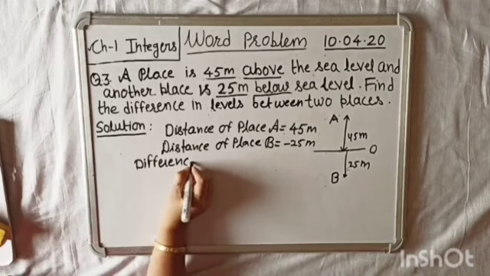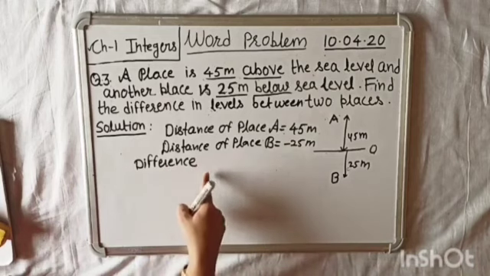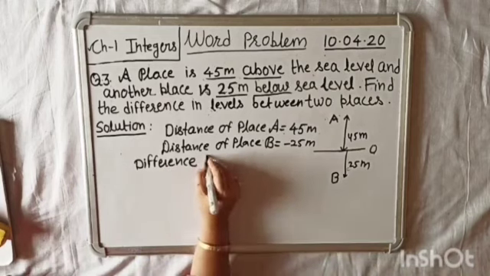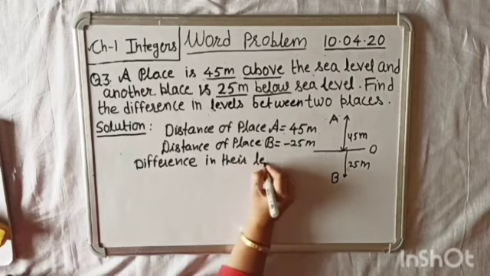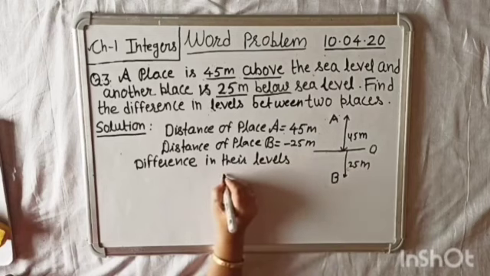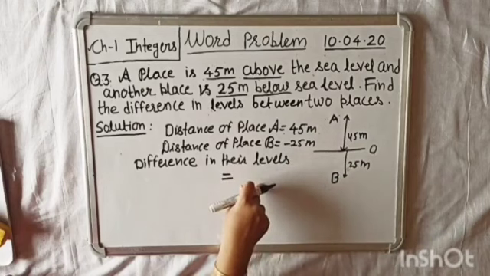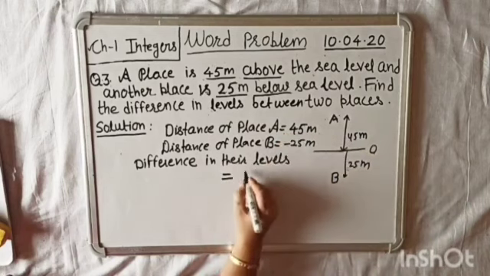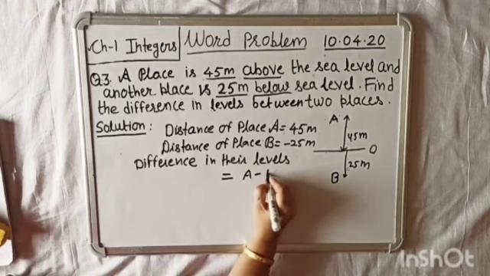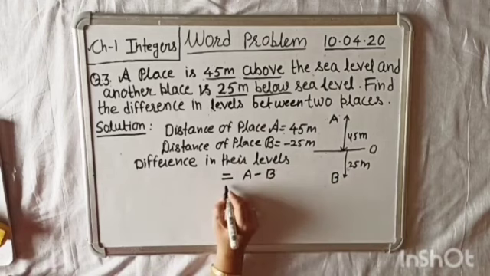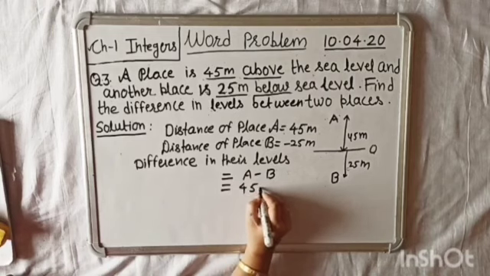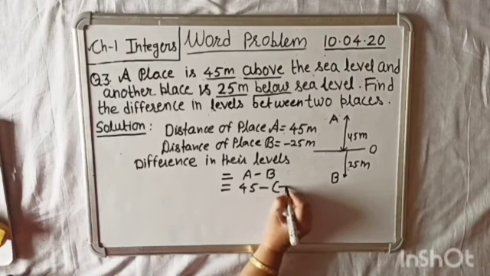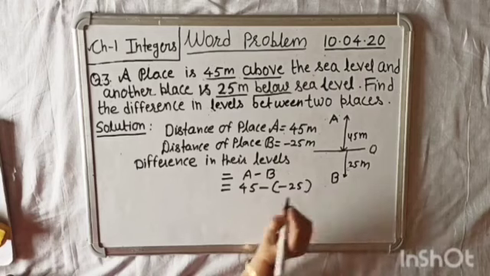for finding difference, you always do subtraction. So, difference in their levels, you have to subtract their distance. It means distance of A minus distance of B. Okay, so that will be 45 minus, and distance of B is minus 25.